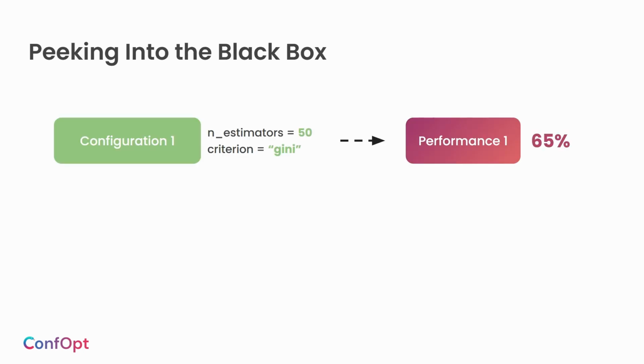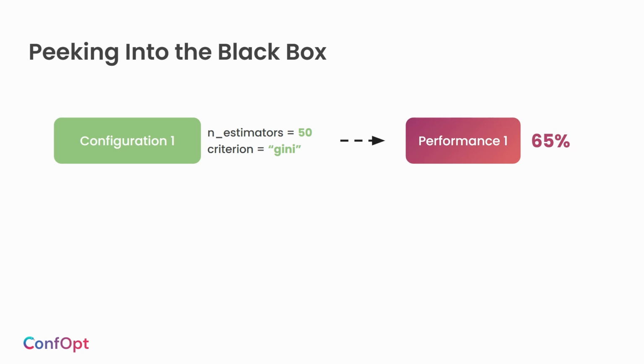The first step here in black box optimization is just peeking into the black box. And what I mean by that is I'm going to sample a random configuration, configuration 1, let's call it. And this has just some random values of the hyperparameters, like 50 estimators and a Gini splitting criterion for random forest. I'll then train a full random forest model on this configuration and record its validation performance. Let's say its validation accuracy, and we get 65%.